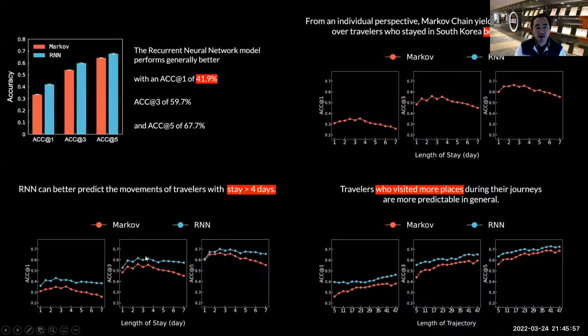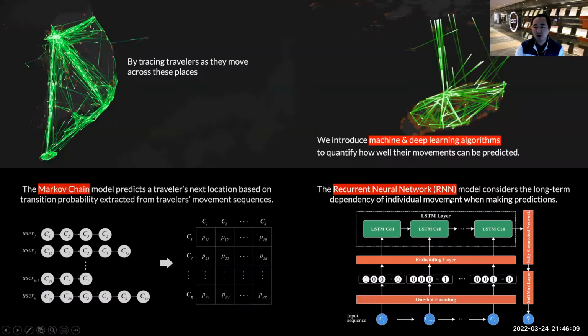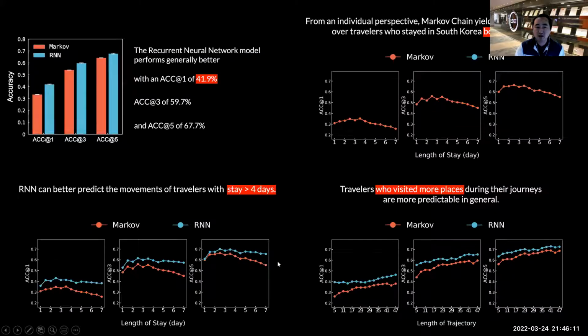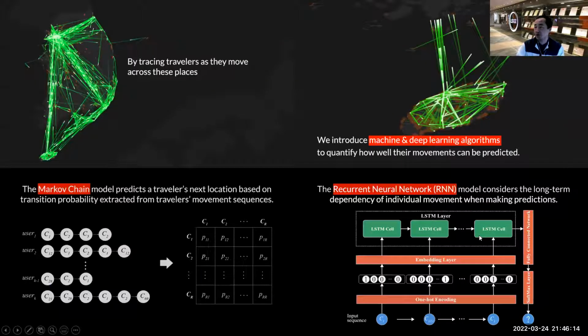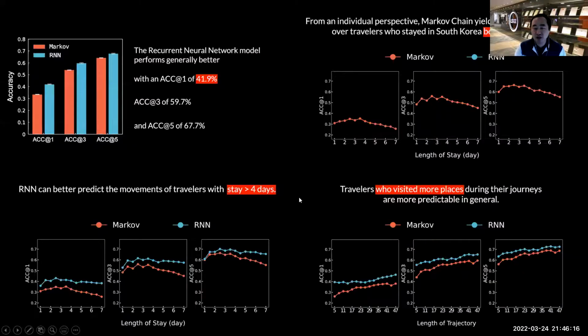It turns out that the 2 models have very comparable performance for people who stay in the city for a short time, for example, less than 4 days. But if people stay in South Korea for a really long time, the RNN model performs much better than the Markov chain model because it has the capability to capture the long-term dependency.